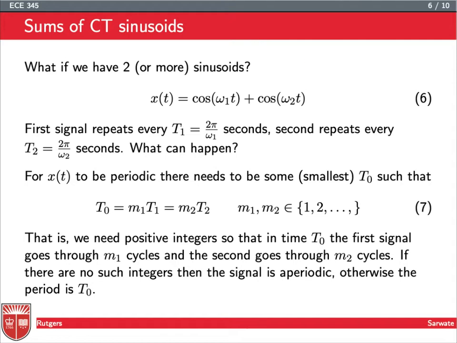So the picture you should have in your mind is something like this. Here's t1, this is another t1, this is another t1, and so on. Then this is t2, so we'd have 8 t2 and 3 t1, and they line up with each other, so that it takes 3 cycles of the first one and 8 cycles of the second one to get up to the same time. These two things are equal. So then t0 is equal to 3 t1 is equal to 8 t2. If you can't find integers, like 3 and 8 in this example, such that they line up again, then the signal is aperiodic.